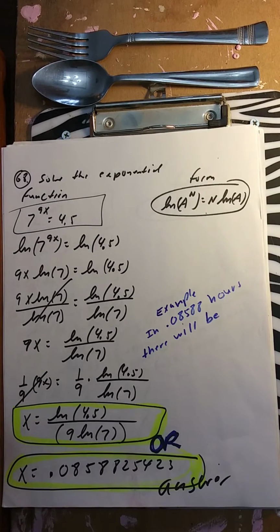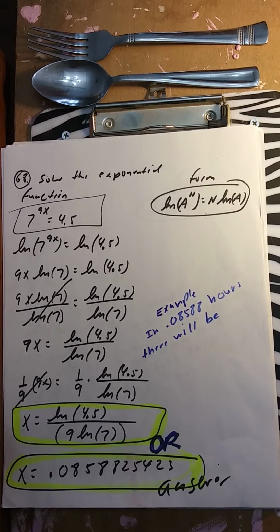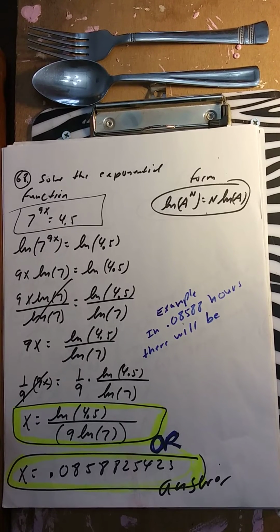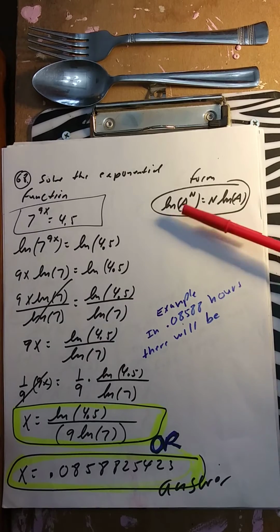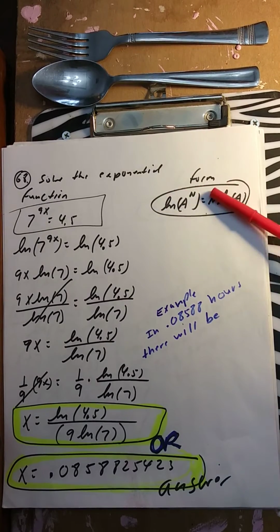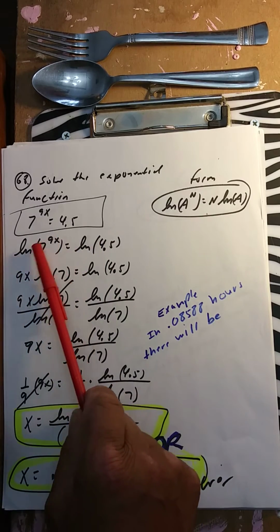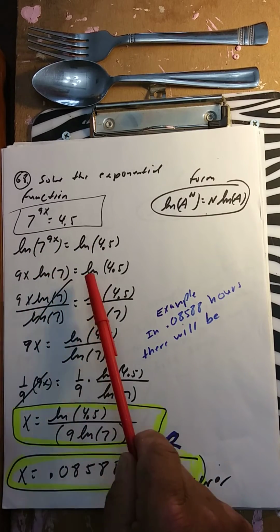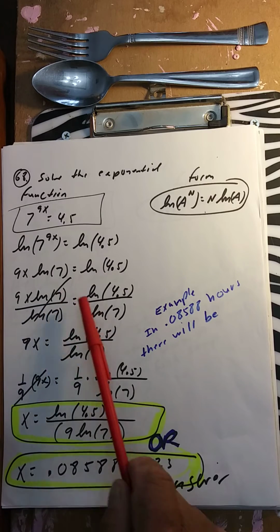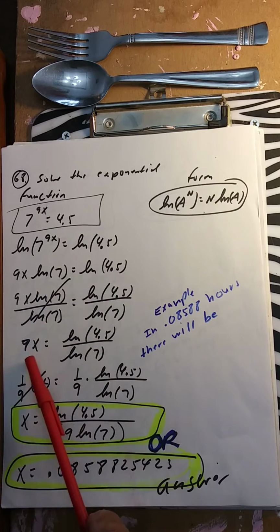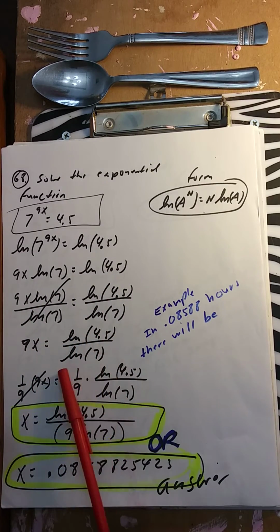Alright, next one. Solve the exponential function. This one, we can't write it as power and power on the left side and right side. So, take the log of both sides. ln of this equals n ln of a. So, take the natural log of this, so the 9x goes in front. There's ln of 7, ln of this. Now divide by ln 7, these are gone. So you have 9x equals ln 4.5 over ln 7.